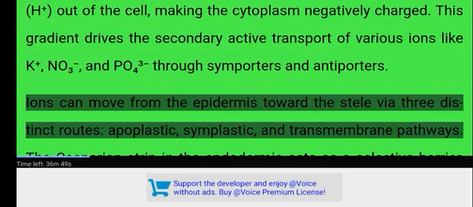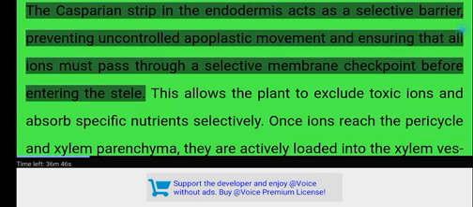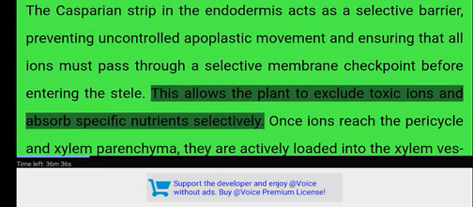Ions can move from the epidermis toward the stele via 3 distinct routes: apoplastic, symplastic, and transmembrane pathways. The Casparian strip in the endodermis acts as a selective barrier, preventing uncontrolled apoplastic movement and ensuring that all ions must pass through a selective membrane checkpoint before entering the stele. This allows the plant to exclude toxic ions and absorb specific nutrients selectively.